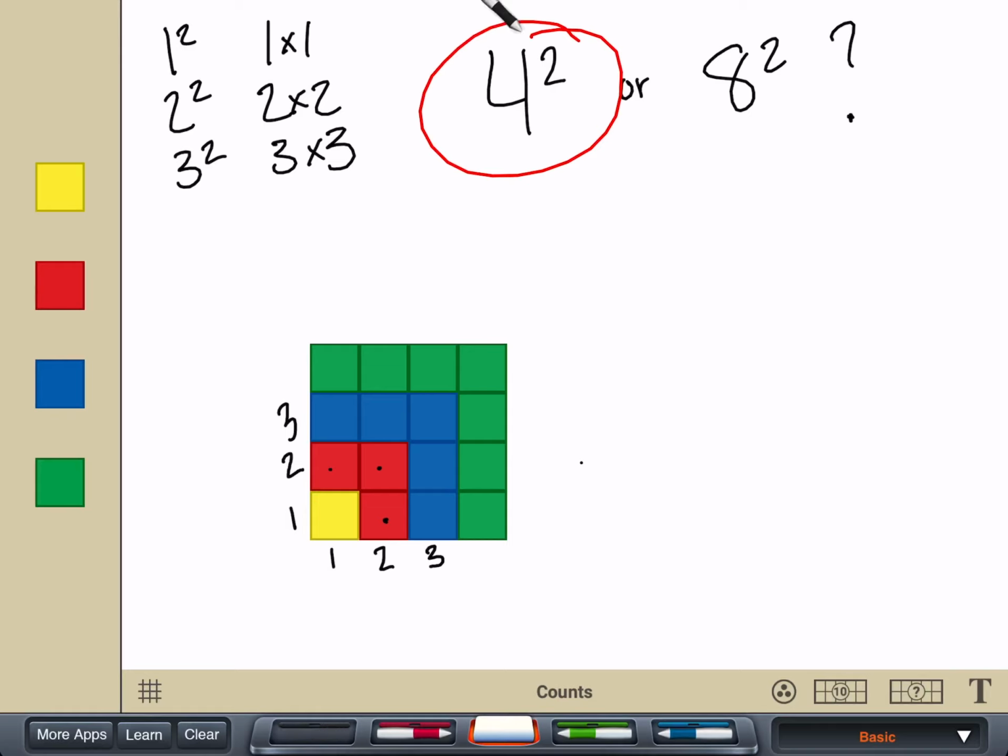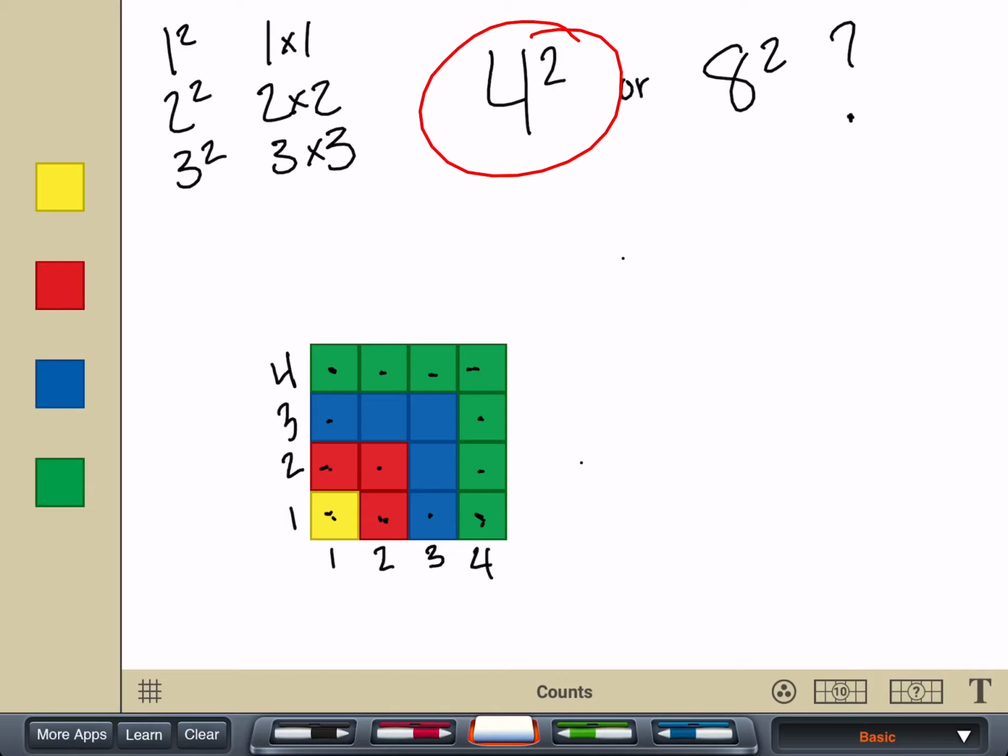Let's count along the bottom. 1, 2, 3, 4. 1, 2, 3, 4. So 4 squared. You see, it's a perfect square. We have 4 on each side. We counted these sides. Let's count the top and the other side just to make sure. 1, 2, 3, 4. Okay, that one's 4. 1, 2, 3, 4. So we have 4 on all sides, so it is a perfect square.